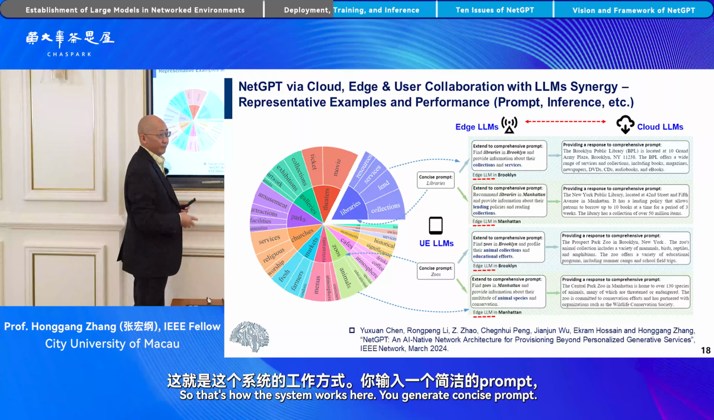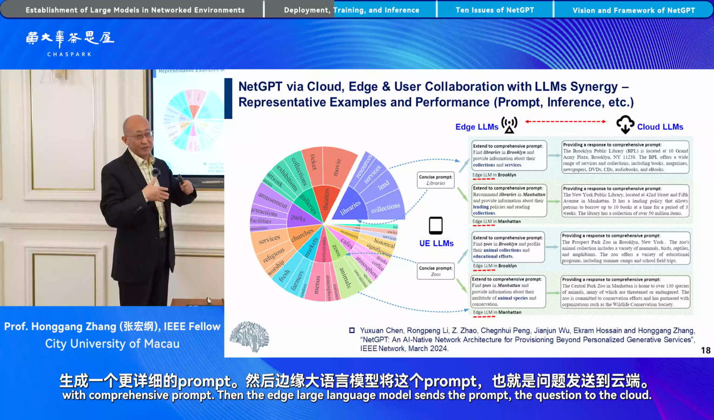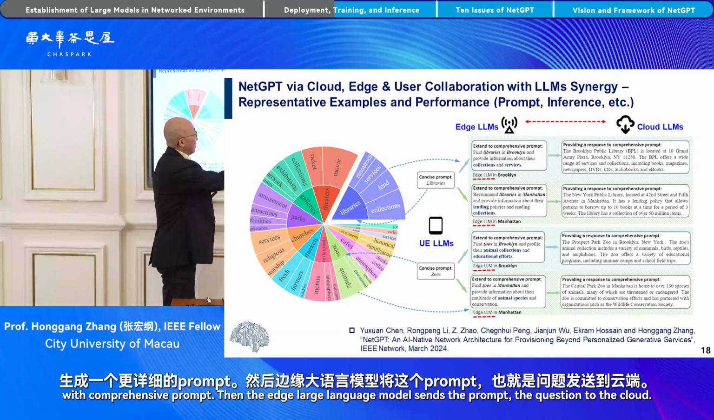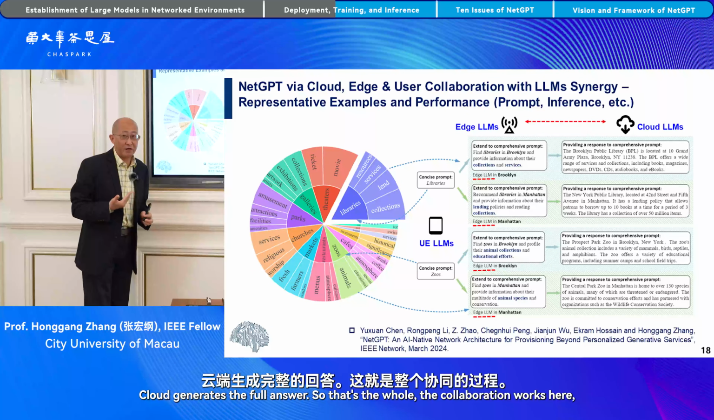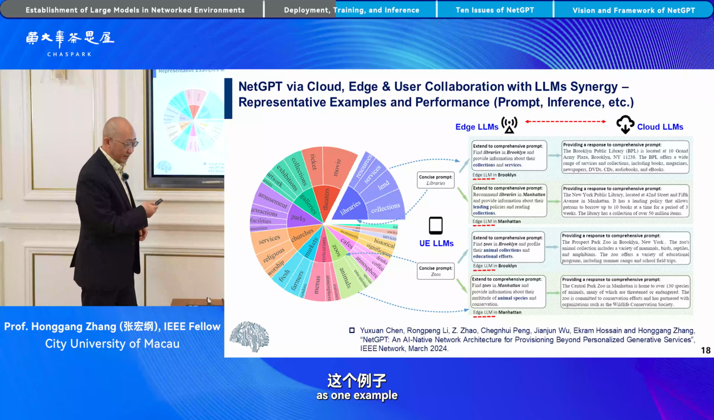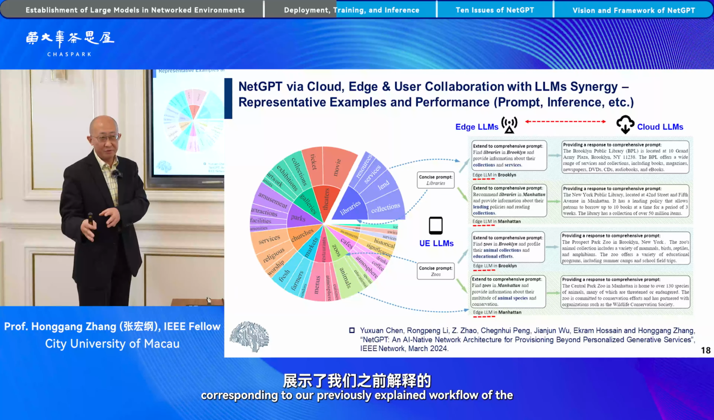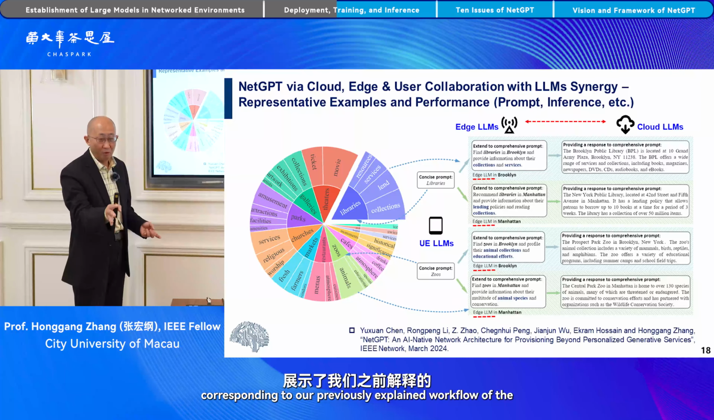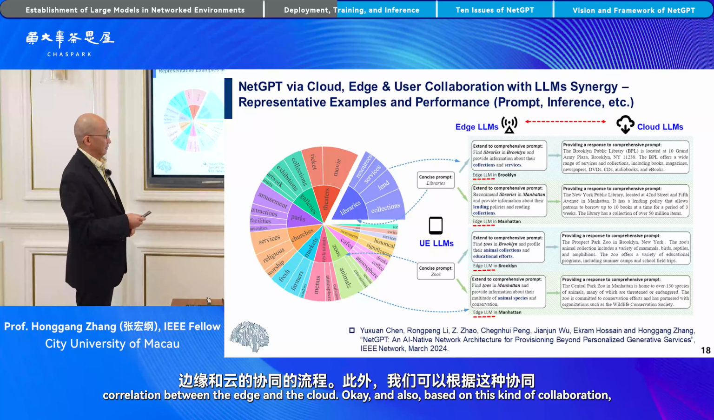You generate a concise prompt, then the edge node explains your prompt with a comprehensive prompt, then the edge large language model sends the question to the cloud, which generates the full answer. So that's how the collaboration works here, as one example corresponding to our previously explained workflow of the whole collaboration between the edge and the cloud.